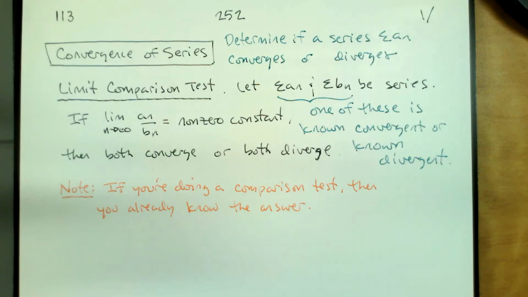But let's think about how it works. If the limit as n goes to infinity of a_n over b_n is a non-zero constant, then both converge or both diverge. Let's see this in action on the example that we picked up yesterday.